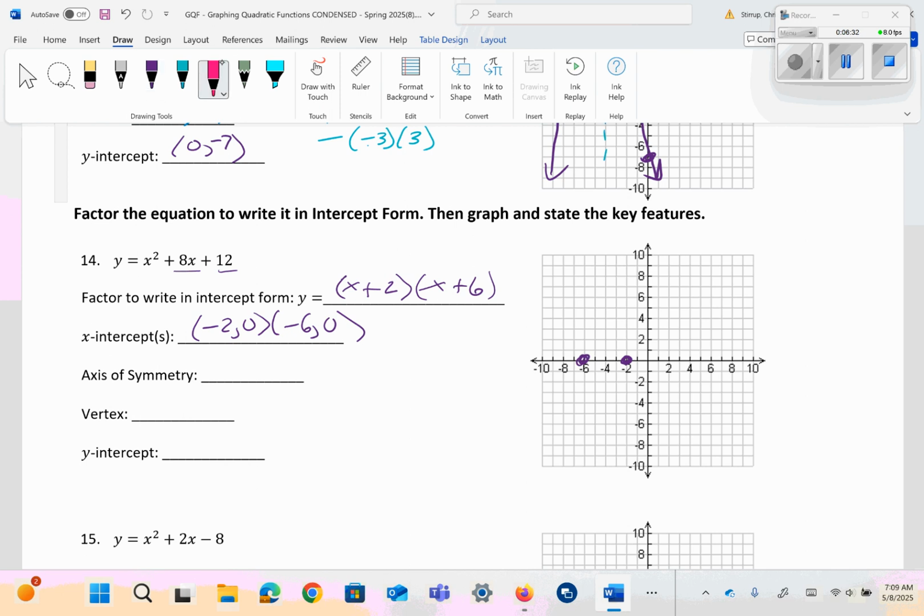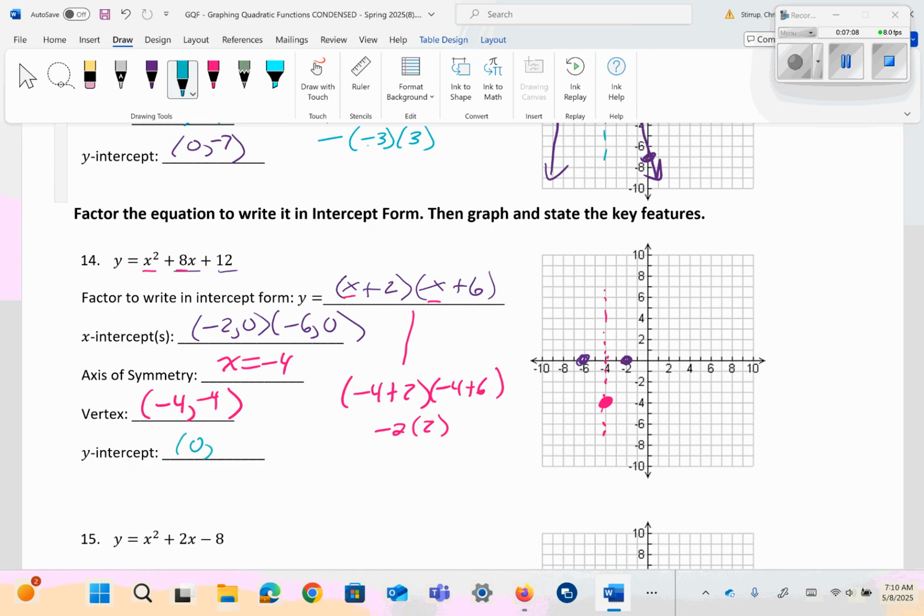So what's halfway in between negative 2 and negative 6? That would be x equals negative 4. Plug the negative 4 into the x component of the vertex. I can either plug the negative 4 in here to those x's or these x's. So I'll just plug them into these. So I'm going to get negative 4 plus 2, negative 4 plus 6. I get negative 2 times 2, which is negative 4.